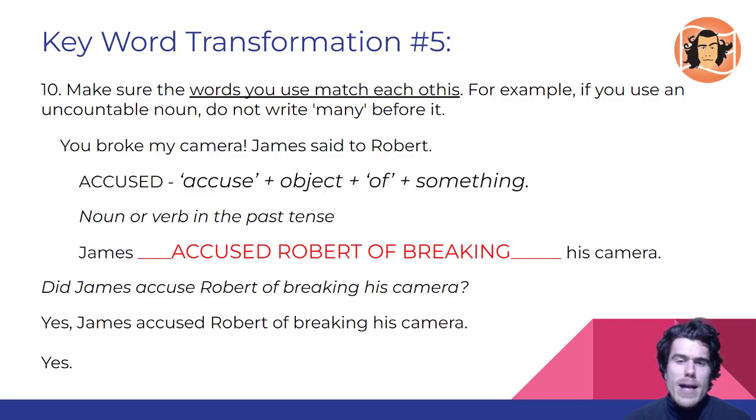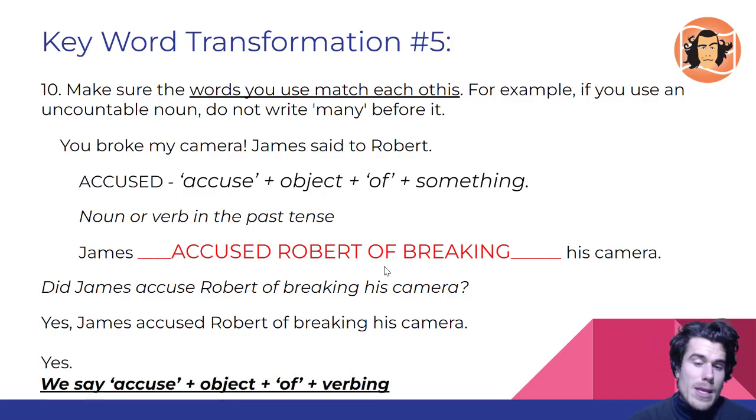Make sure the words you use match each other. For example, if you use an uncountable noun, do not write many before it. So, James accused Robert. Well, I remember from this earlier step, accuse, object of something. Accused, Robert is the object of, and something, breaking, ing. Normally we use a gerund with an ing after a preposition, which is of here, so that's correct as well. So, yes, we are keeping with this accuse, object of, and using a verb ing after the preposition of, and to say the thing, the something is breaking.